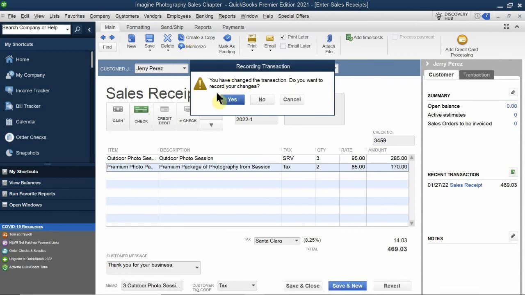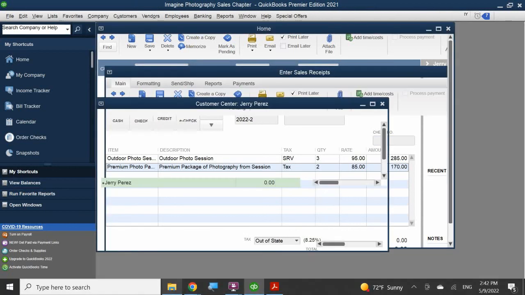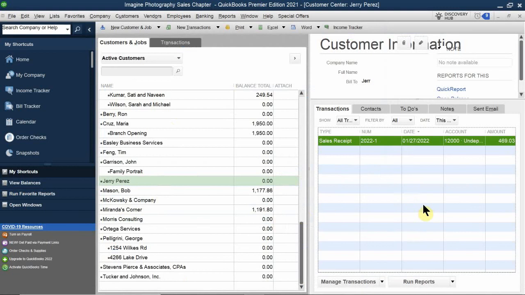And it says you want to change this transaction? Yes. Okay, so that's another way that you could keep track of where the check came from, what it paid for, and so on and so forth. So in this case, he bought some services and he bought some products from me, and he paid at time of service using a check. And that's how I recorded it, using a sales receipt. Okay, any questions?